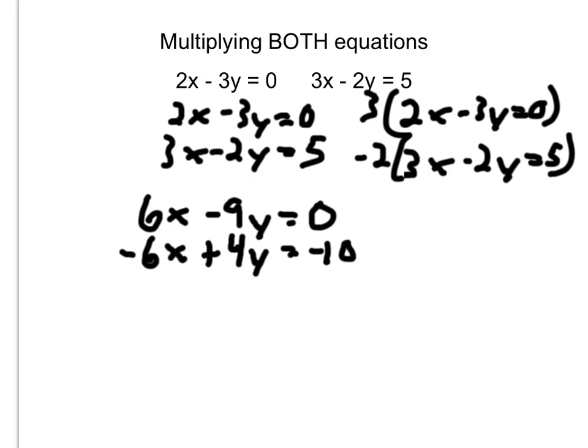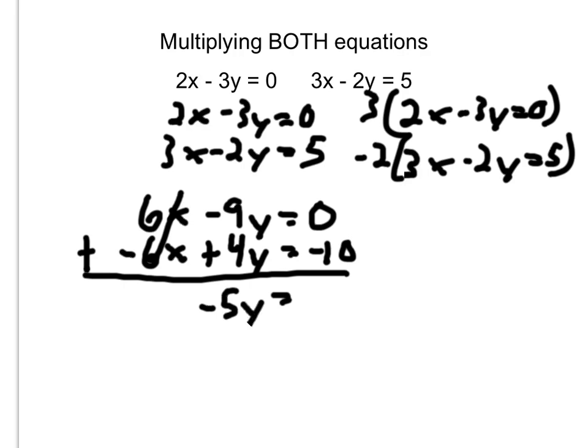Okay, well, now we have opposite coefficients. I can go ahead and eliminate. Okay, I'm going to eliminate my x's here, because 6x plus negative 6x is 0 x's, and negative 9y plus 4y is negative 5y, and 0 plus negative 10 is negative 10. By dividing by negative 5 on both sides, I'm going to find out that my y is equal to negative 10 divided by negative 5, which is positive 2.